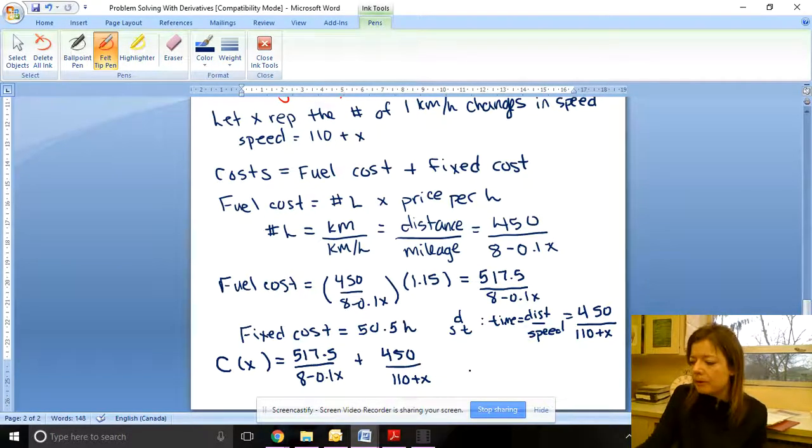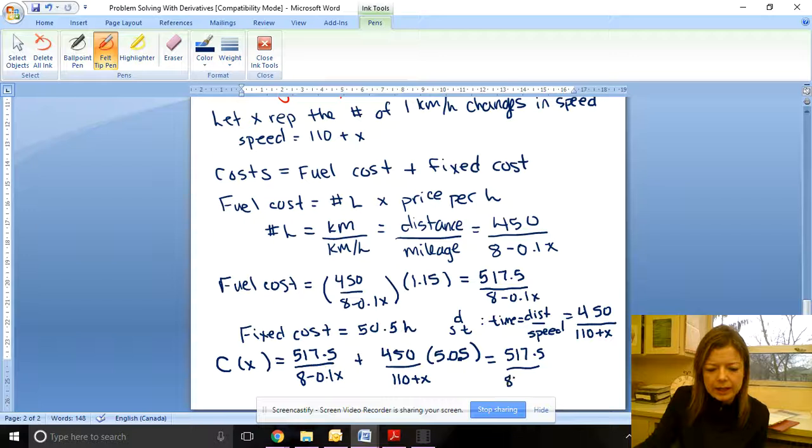Okay, so then what are the restrictions here? Oh, sorry, that's times 50.5. Okay, and then you can multiply that through: 517.5 over 8 minus 0.1x plus 22725 over 110 plus x. So there's my function as simplified as it can be for now.